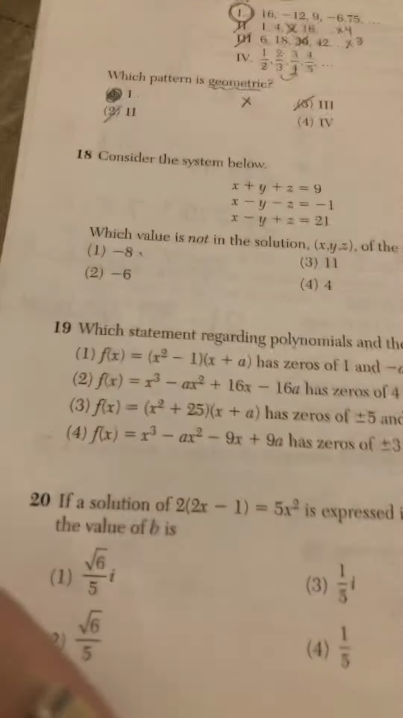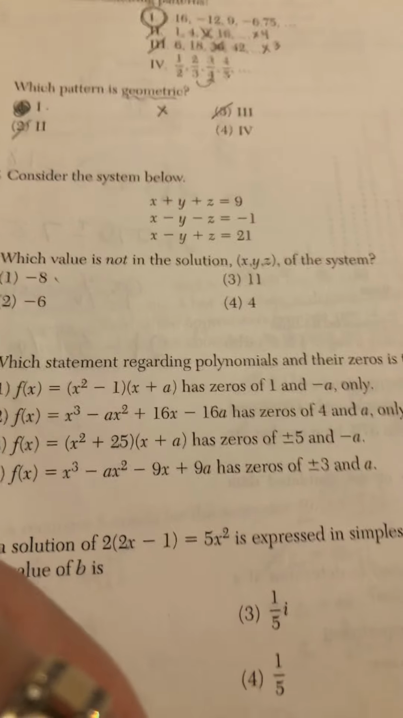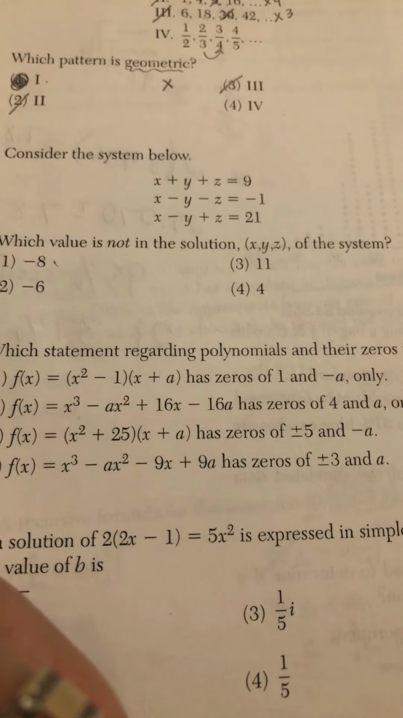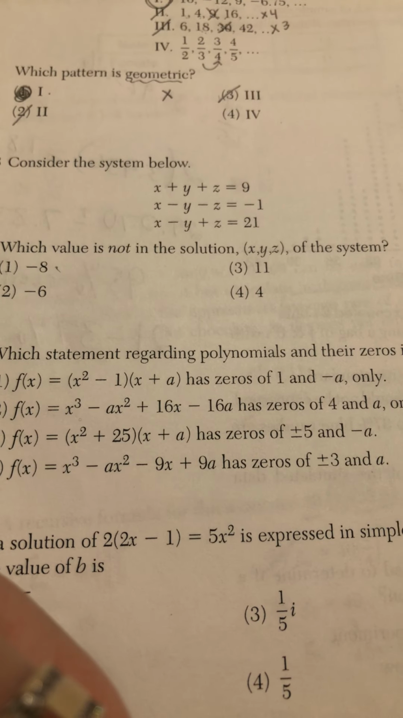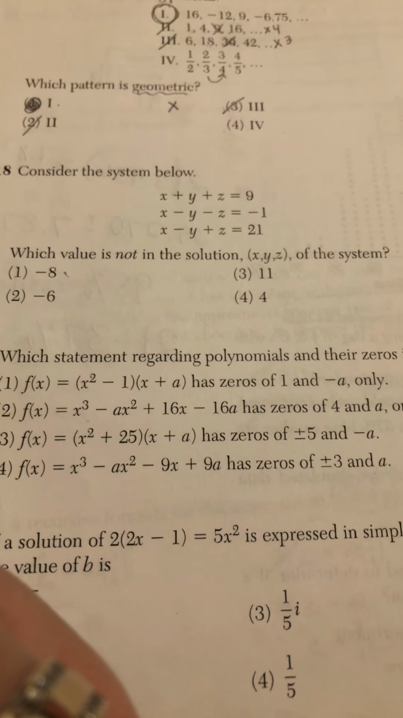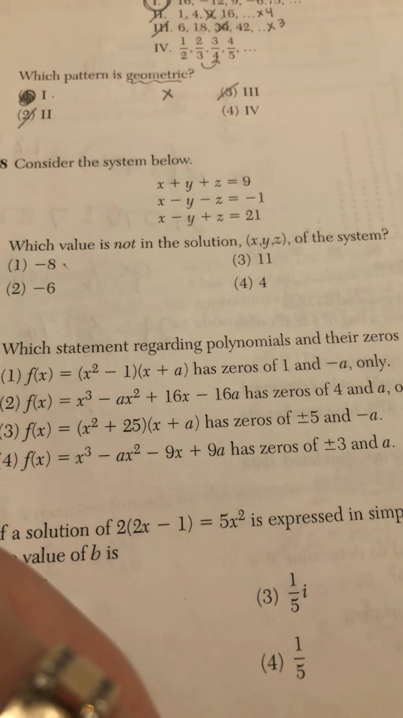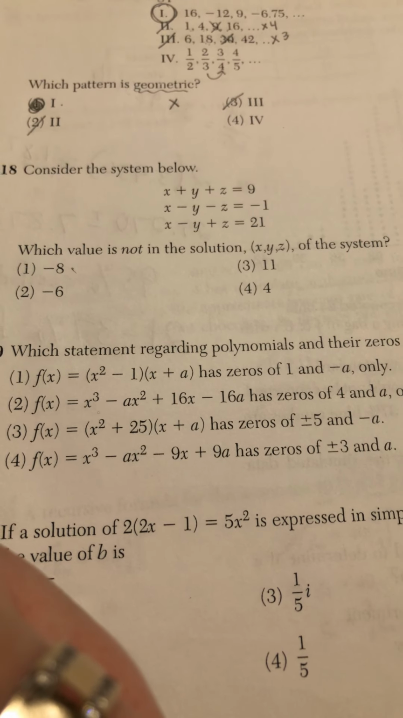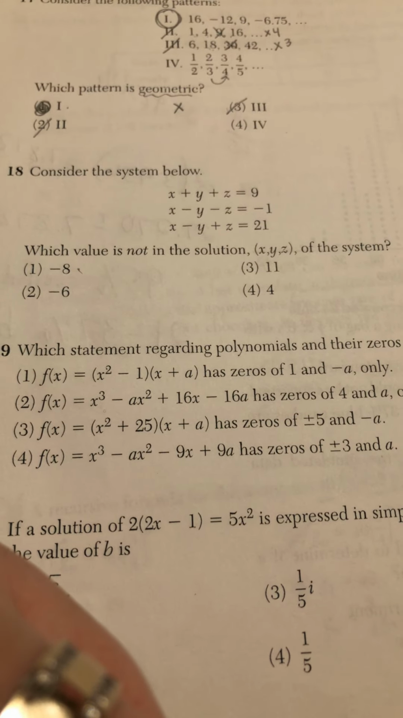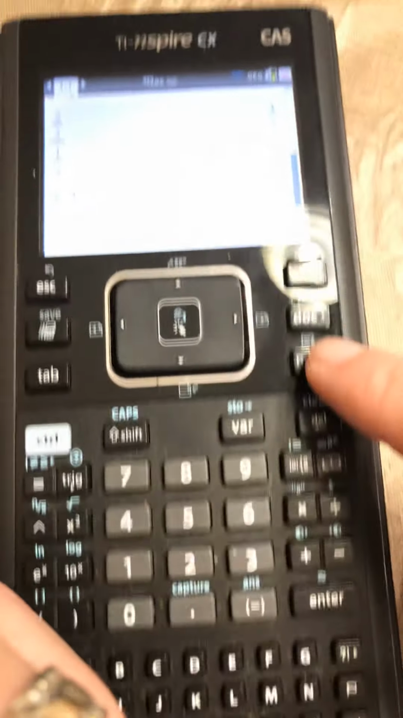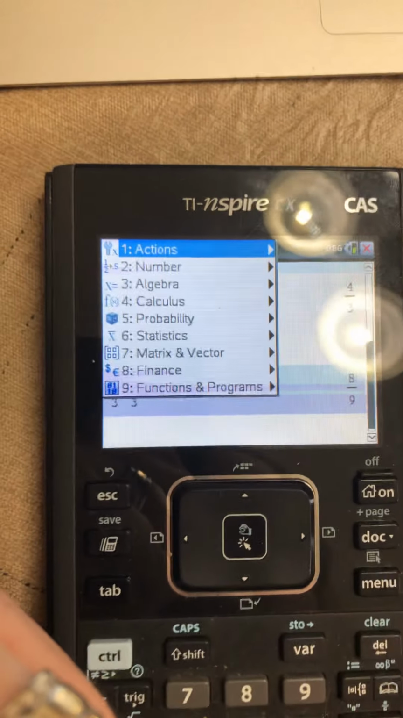Okay, number 18. Consider the system below, x's, y's, and z's. Which value is not in the solution? Now, guys, your calculator will do this for you. It's called LinSolve. And honestly, that's the fastest way to do it. So I'm just going to do LinSolve. So it's menu, 3.